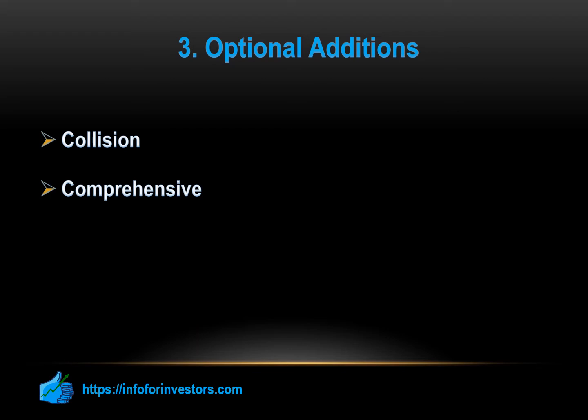Comprehensive. This type of insurance takes care of non-accident related damage. If your vehicle is damaged by fire, flood, hail, or anything else that's not related to an accident, this coverage takes care of it. You will not have to worry about the damage up to your current maximum, not counting your deductible.